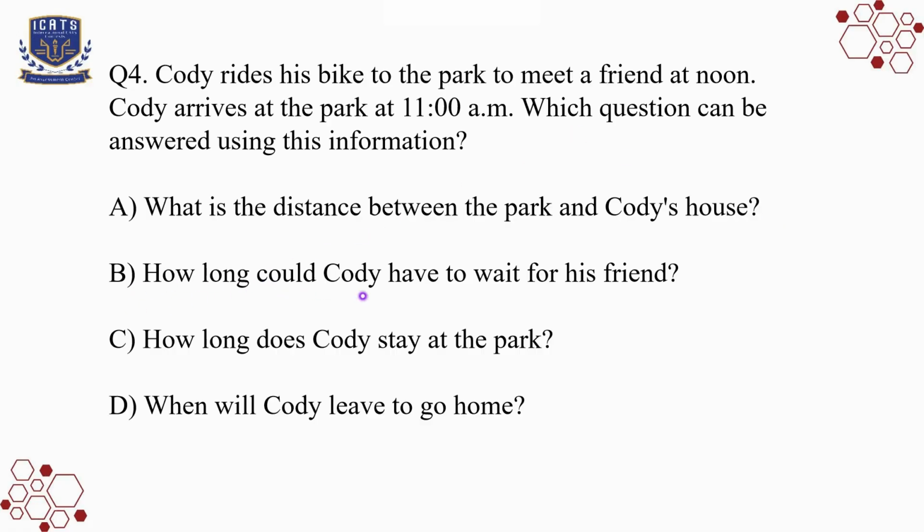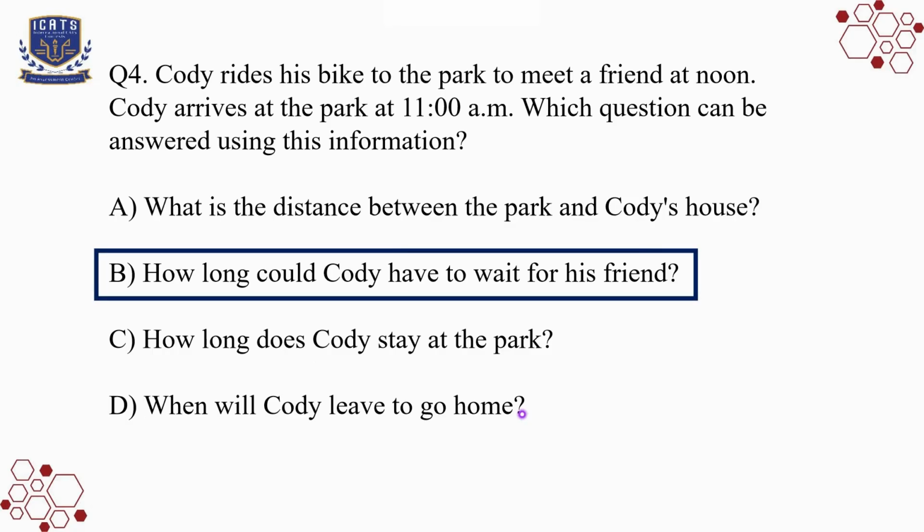Option B is how long could Cody have to wait for his friend? So this question can be answered because we know that Cody arrived at the park at 11 a.m. and he had to meet his friend at noon, which is 12 p.m. So there is 1 hour between this time. So we can answer this question. So we will select option B here, but we can check the other options as well. Option C is how long does Cody stay at the park? No information is given. And option D is when will Cody leave to go home? So again, no such information is given in the question. So we will select option B here.